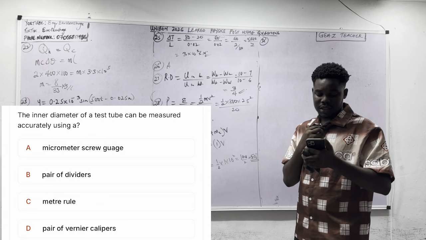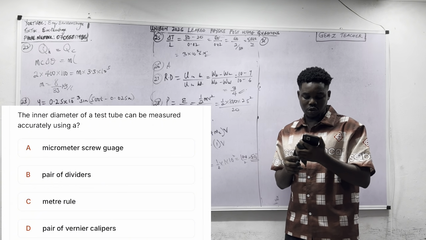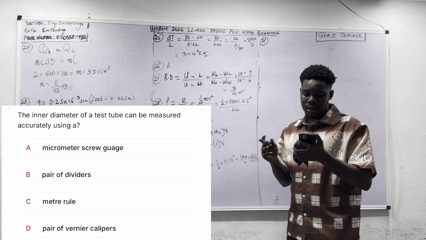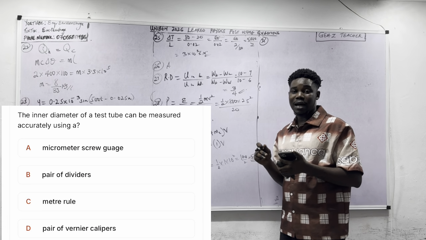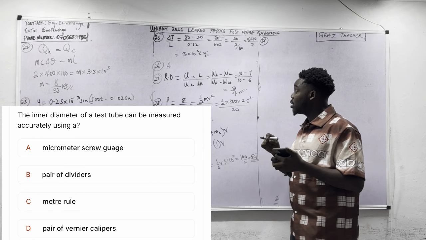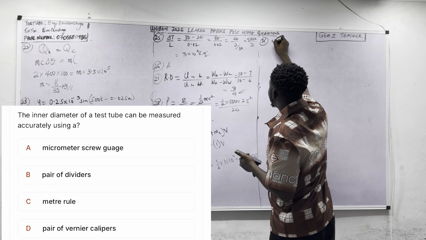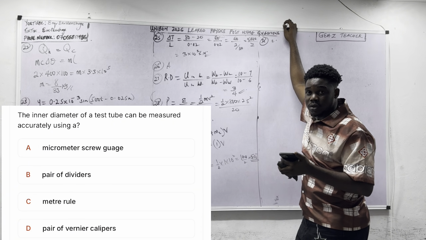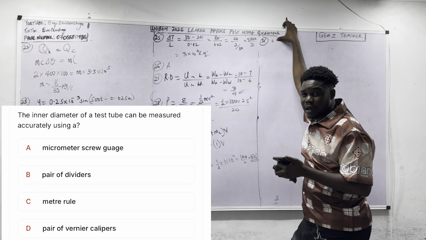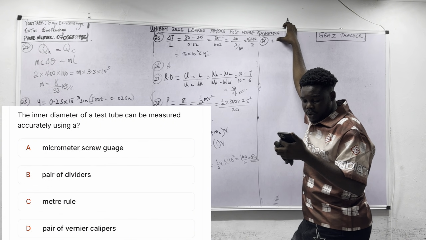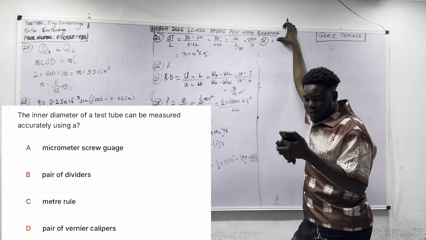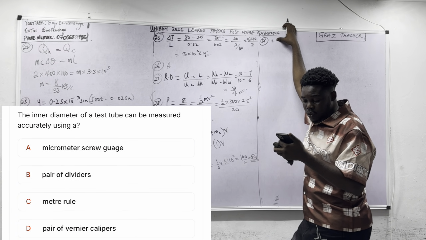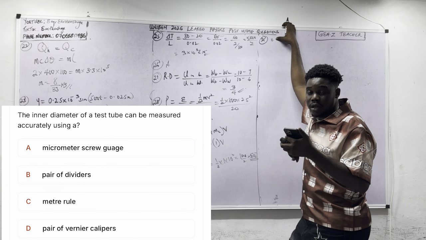Number 30: the inner diameter of a test tube can be measured accurately using a dash. Now because we are asked to find the inner diameter, the micrometer screw gauge measures very small diameters, but it's only for external measurements. So the only option you should use is the one that has to do with the vernier caliper, because it measures both inner and external. So option D should be the answer to that question.